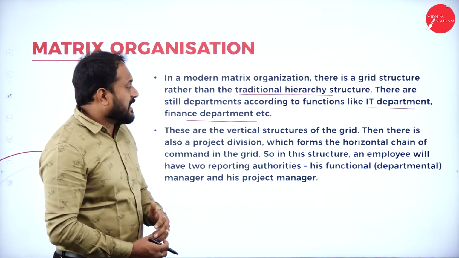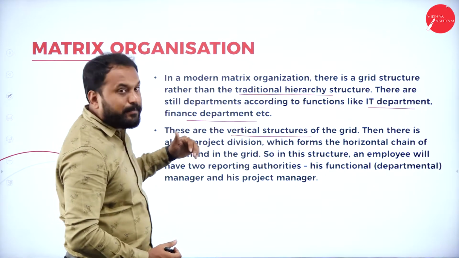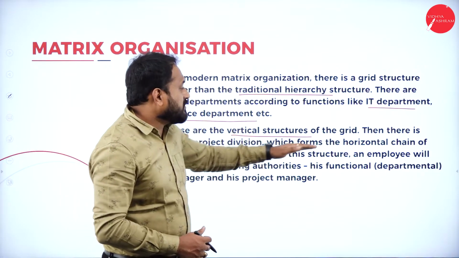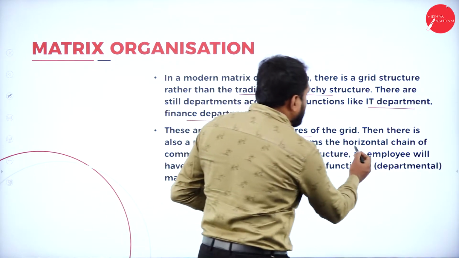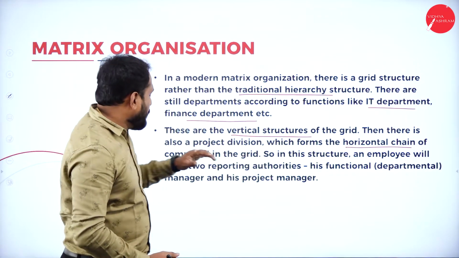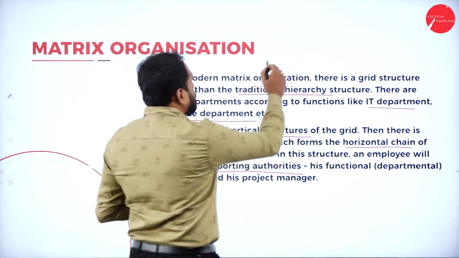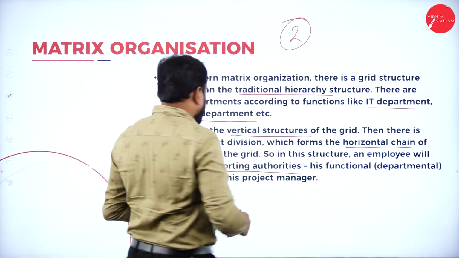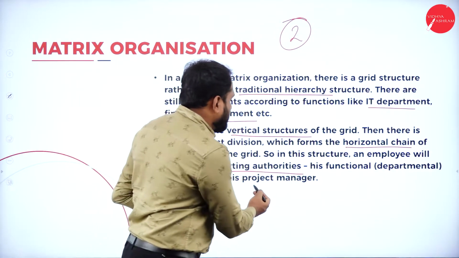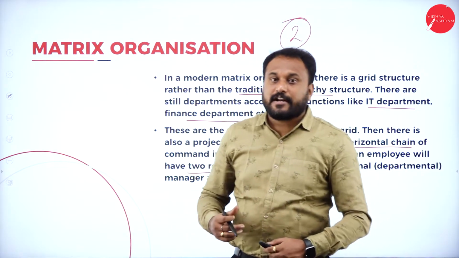These are the vertical structure of the grid. Then there is also a project division. The project division comes in the horizontal way, which forms the horizontal chain. So you have vertical plus horizontal chain of command on the grid. In this structure, an employee will have two reporting authorities. Please understand how many we have: we have two reporting authorities. The functional departmental manager and his project manager. So you have one functional plus one project in this matrix organization structure.